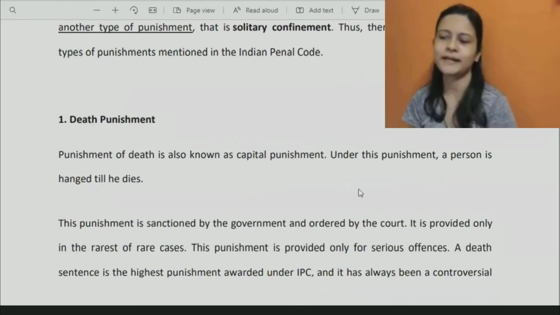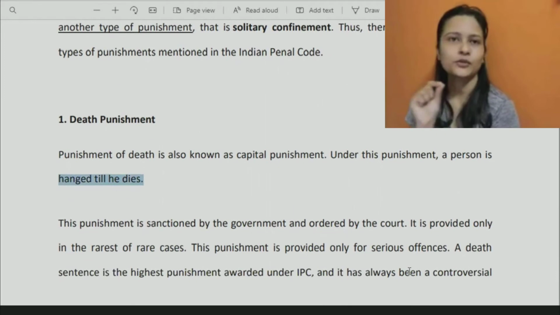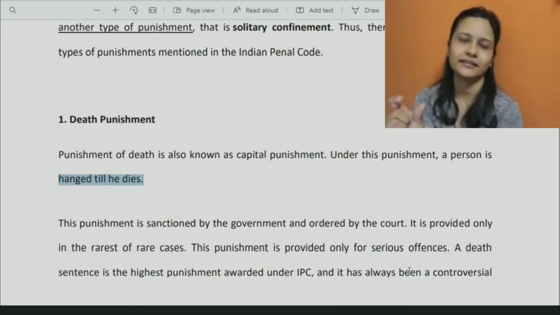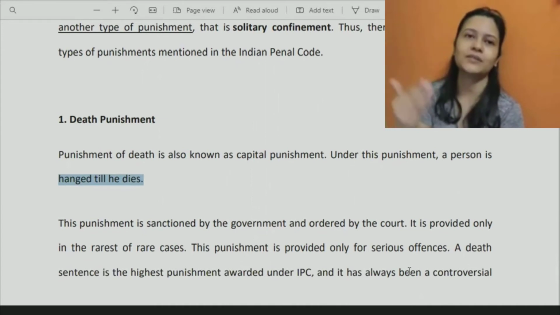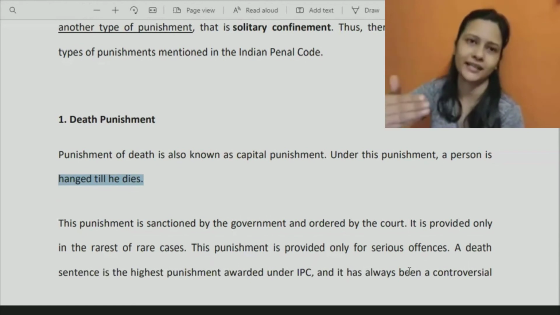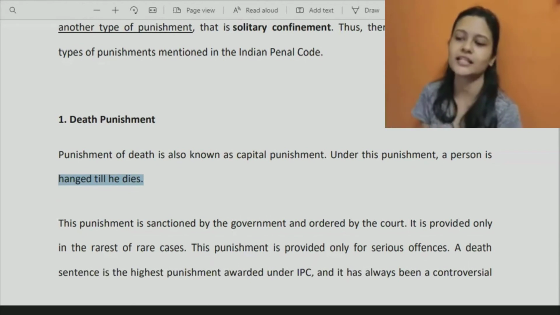So death penalty, also known as capital punishment, is where a person is hanged till he dies. And in the judgment also, it will be mentioned, hang this person till he dies. That means you can try as many times as you need, right? You can try to hang the person. If something goes wrong and the person is not dying, you can try again and again. Hang this person until he dies. This is how it is written.